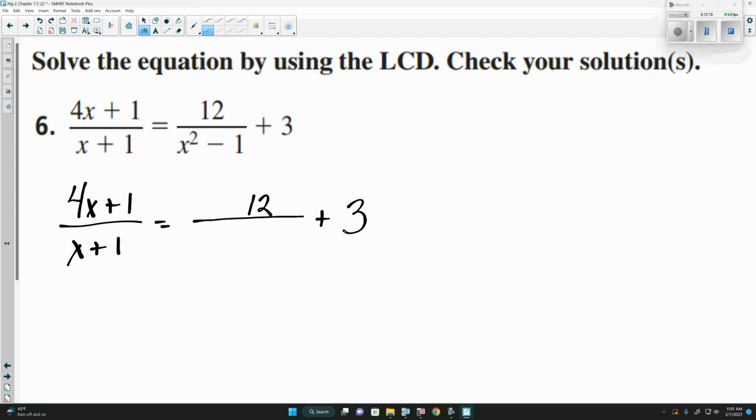Now, what will it factor to? Y'all remember? Just two terms being subtracted is a difference of perfect squares. So what times itself is x squared? And what times itself is 1? 1. So x squared minus 1 actually factors to x plus 1 times x minus 1. It's a difference of perfect squares.